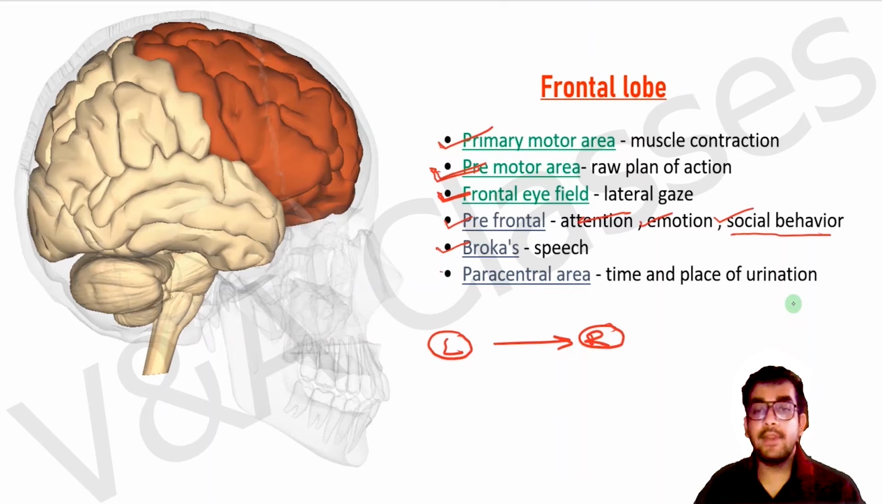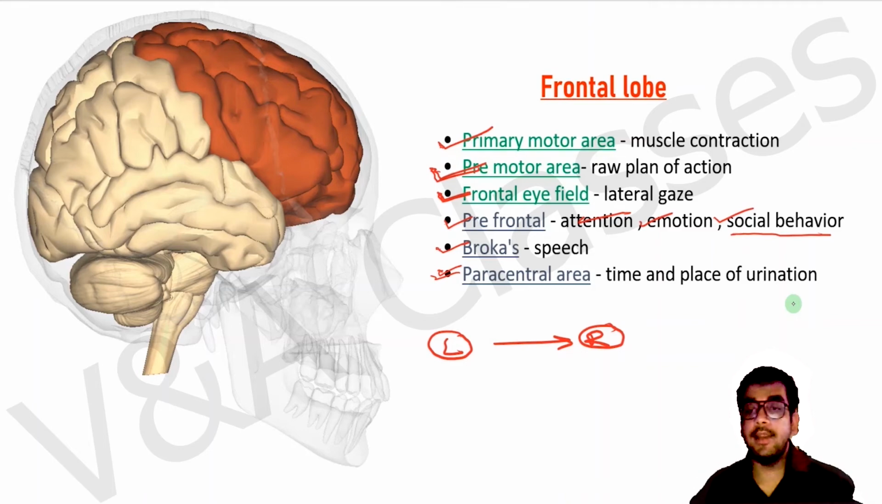And the final area is called the paracentral area, and this area in the frontal lobe decides the time and place of urination. Because of this area, you are able to control the urge of urination till the time you reach home. If there is any damage to this area, there will be abnormal urination at inappropriate places and times.